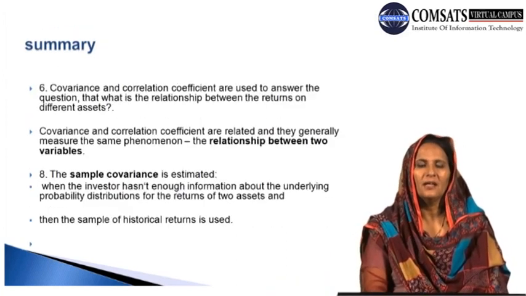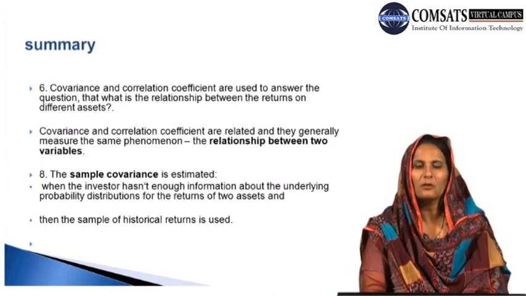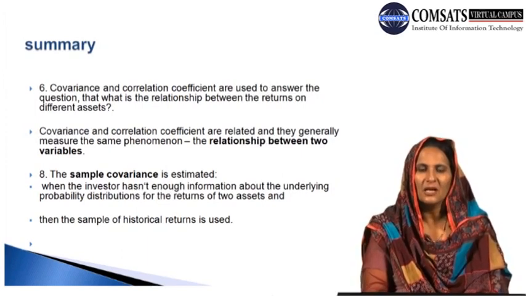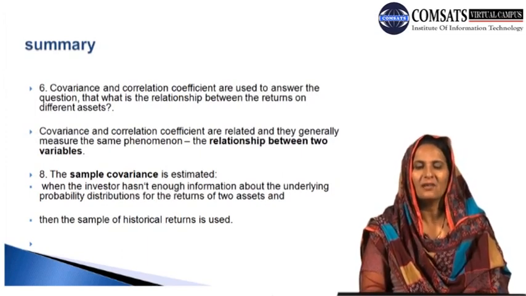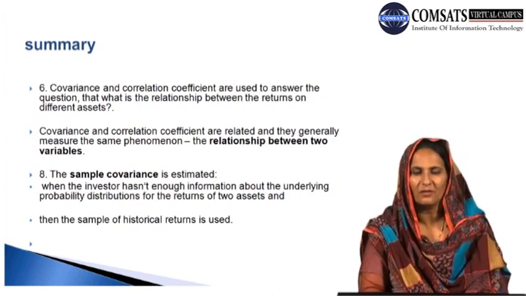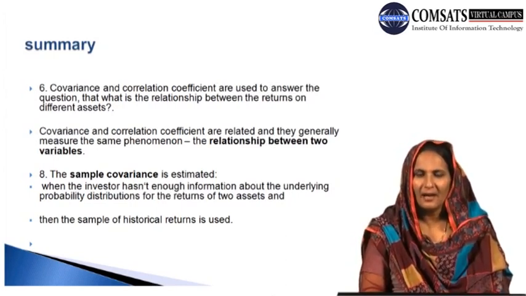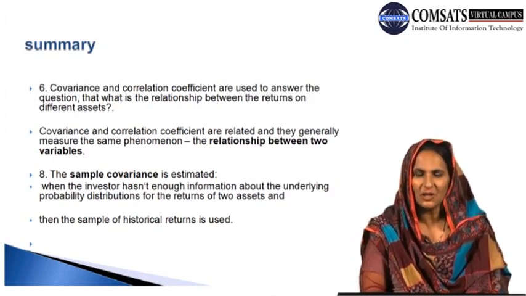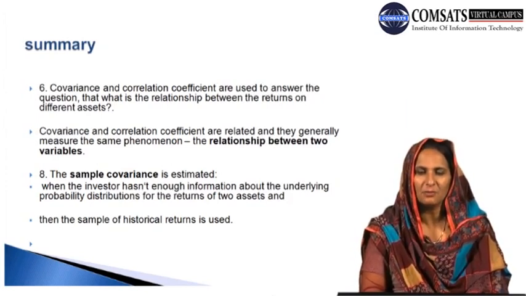Continuing with the summary, the chapter also comprises the statistical measures of covariance and correlation coefficient. These measures are basically used to answer the question of what the relationship is between returns on different assets. We have discussed this in an elaborated manner, and with the discussion of the chapter, you will be able to understand these concepts and the relationship between the returns on different assets.